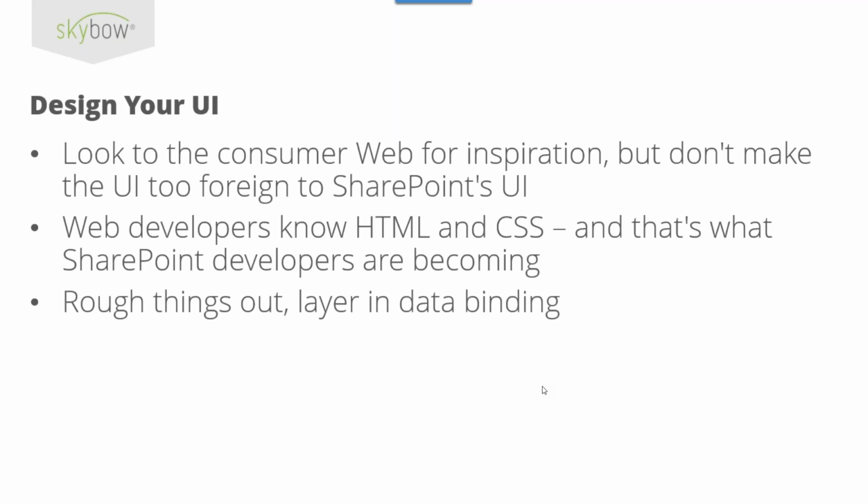Then we want to think about, well, what's the UI going to look like? How do we want to present the data that we've got in those lists and libraries? Often we'll be joining data from multiple lists and libraries together, like SharePoint does out of the box, but in different ways so that we can really give a tailored view of the data that makes sense based on the solutions we're trying to create, the problems we're trying to solve.